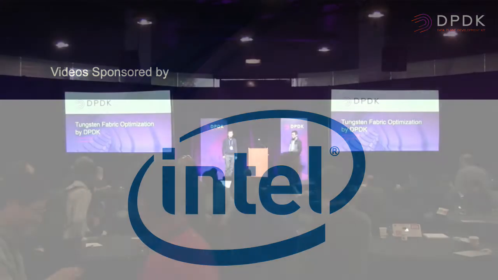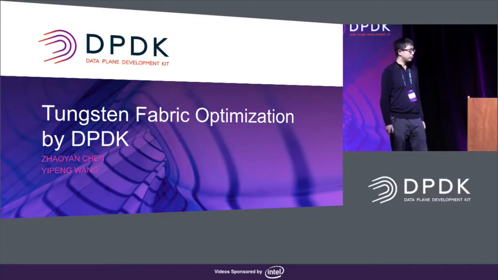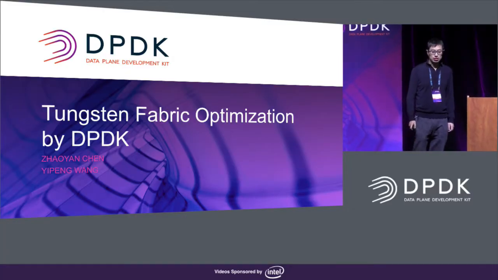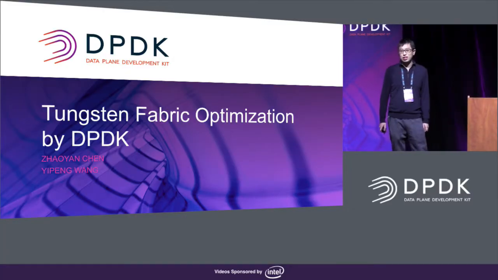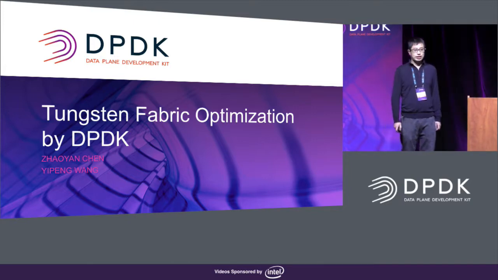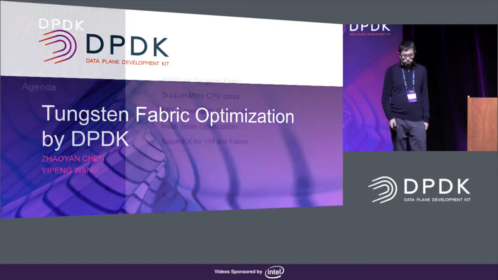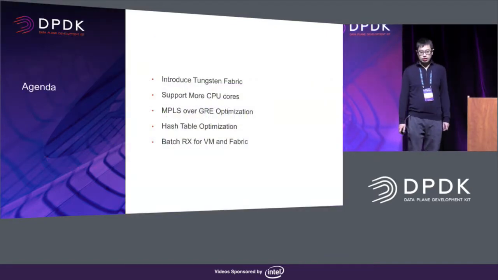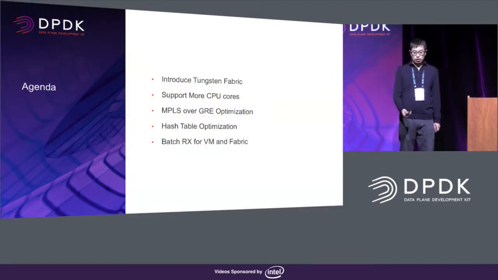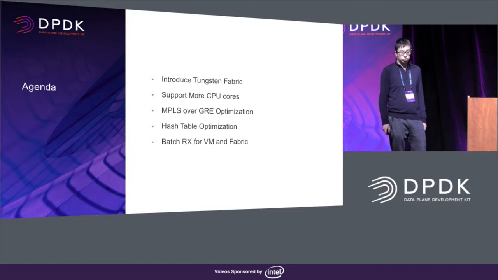This work is done by my colleagues Chen Zhaoyan and Wang Yipeng at Intel. For some reason, Chen Zhaoyan can't come to this conference, so I will give this presentation instead of him. Our topic covers what Tungsten Fabric is, and several optimization works for the vRouter-dpdk in Tungsten Fabric. We will introduce this performance optimization work.